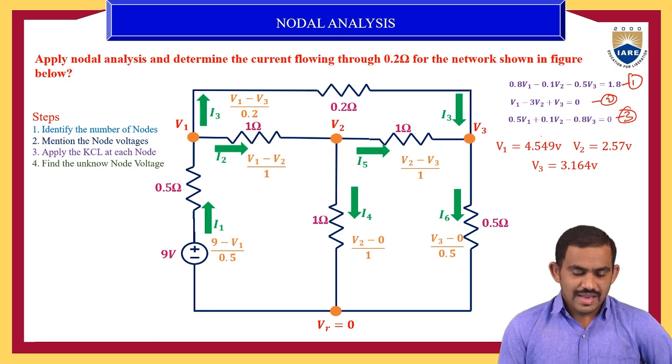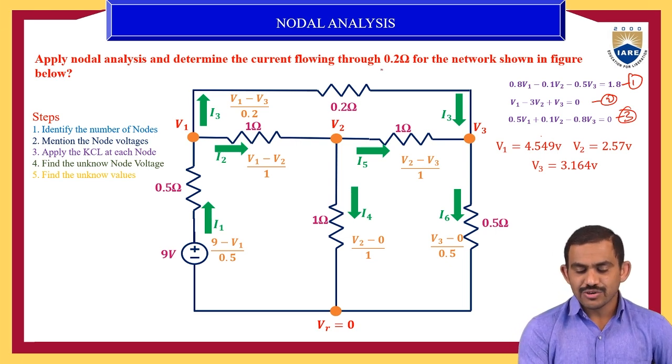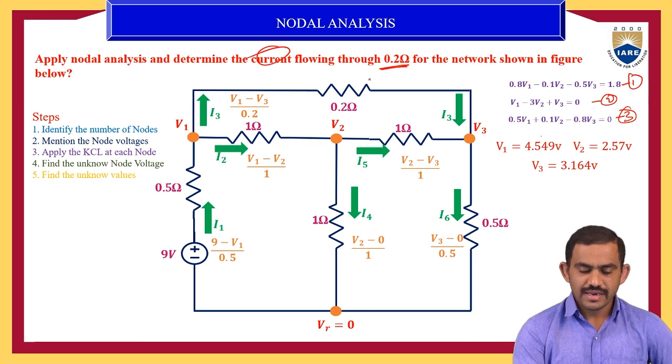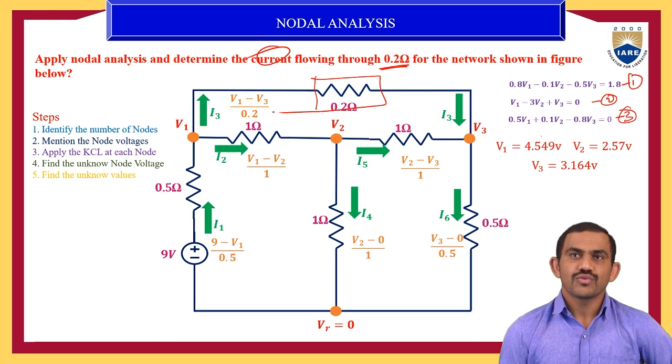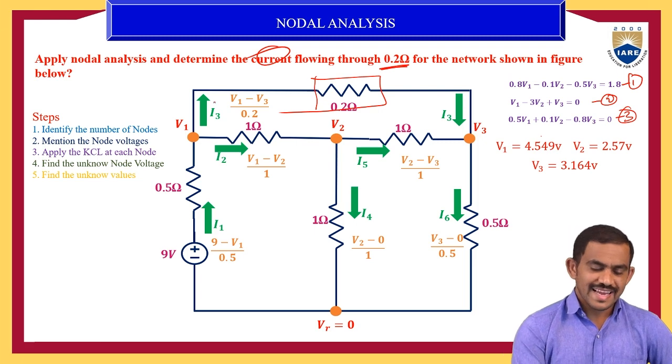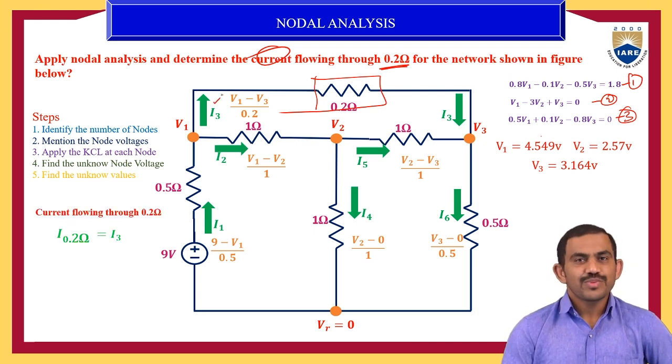Now the fifth step is we need to find the unknown value. What is the problem given? The problem is that at 0.2 ohms, I need to find the current. So at this point, I need to find the current at 0.2 ohms. So what is the current value at 0.2? At 0.2, which current do we have? Only the I3 current. The I3 current is nothing but your I0.2 current.